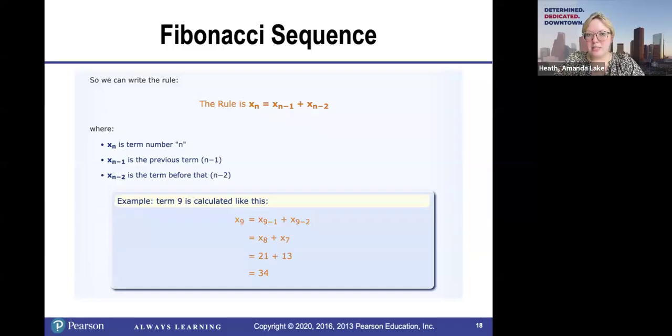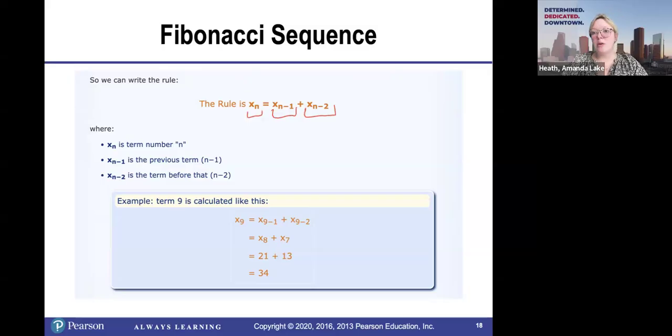And so we can write this recursively using the rule: x_n, the nth term, is the sum of the n minus 1 term plus the n minus 2 term. So taking those two previous terms and adding them together. So we can have a Fibonacci-type sequence with any two original numbers.